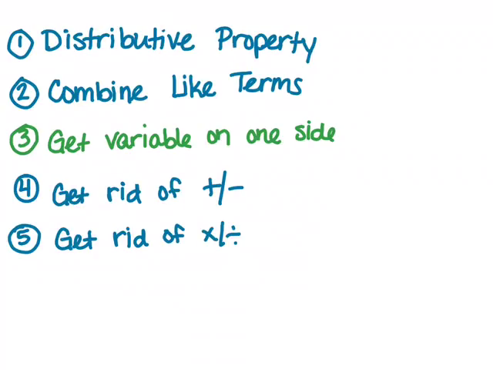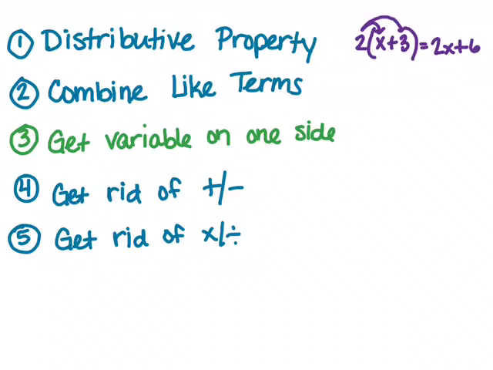So first thing, very first step always, is the distributive property. So again, that's where you have your number, like a 2, times the quantity of x plus 3, and that's where you take this 2 on the outside and multiply it by everything on the inside, so that becomes 2x plus 6. Step 2, combine like terms, so anything that has the same variable, or if they're just regular numbers, combine those together.